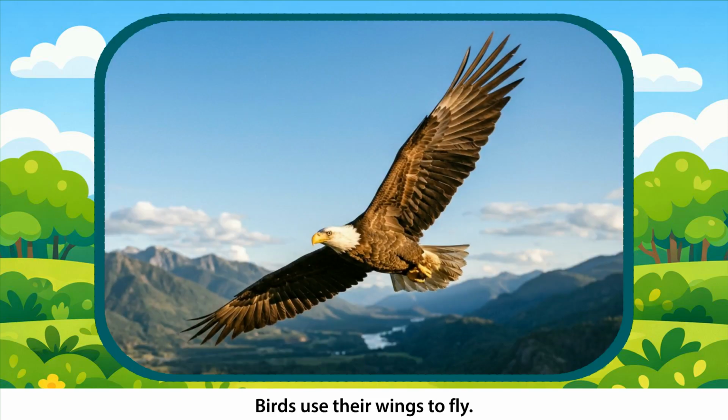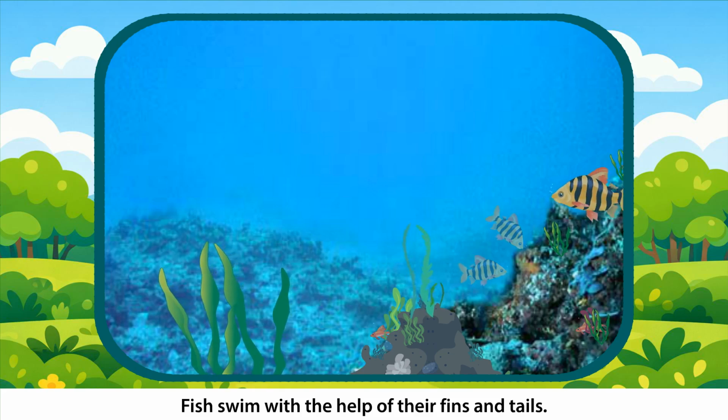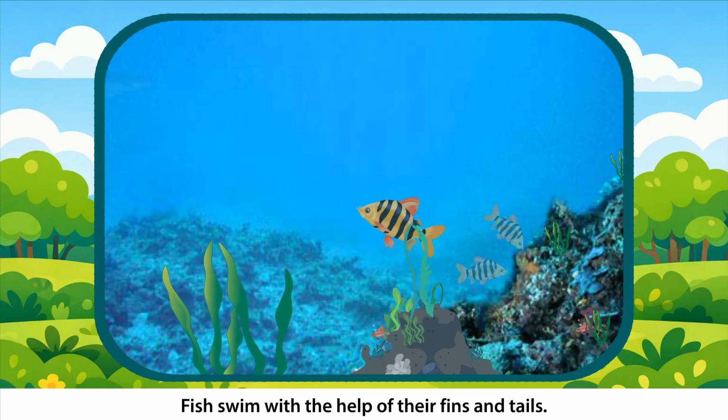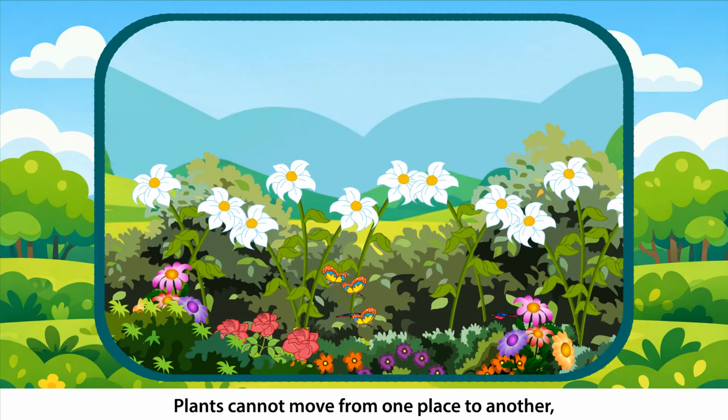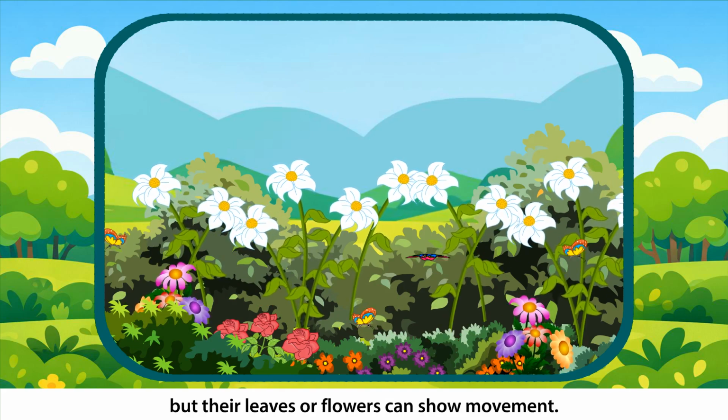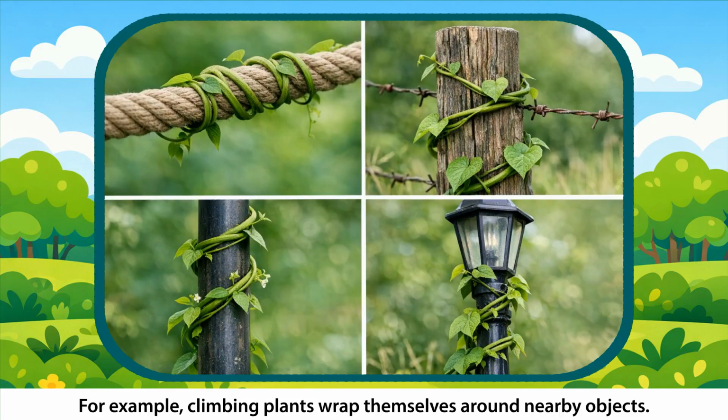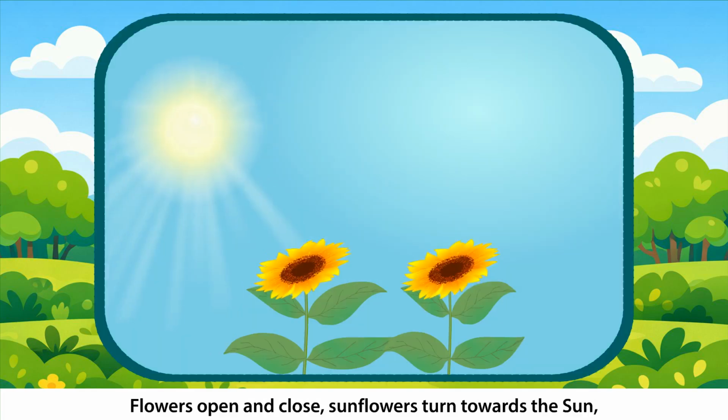Birds use their wings to fly. Fish swim with the help of their fins and tails. Plants cannot move from one place to another, but their leaves or flowers can show movement. For example, climbing plants wrap themselves around nearby objects.